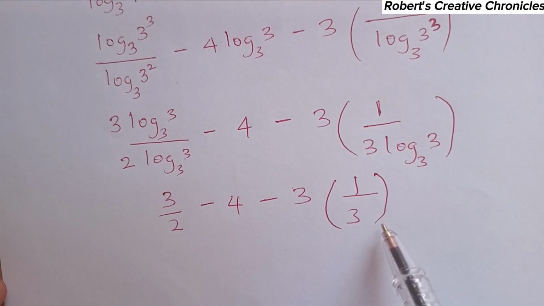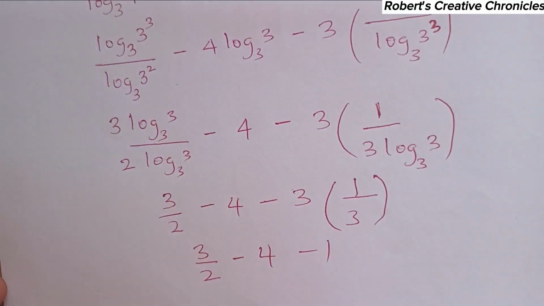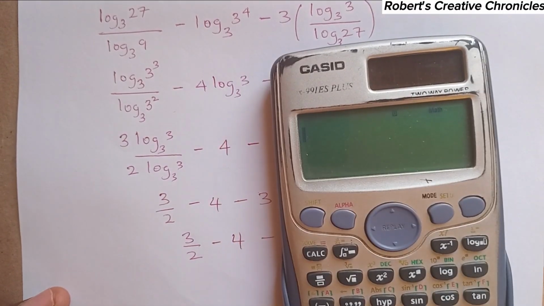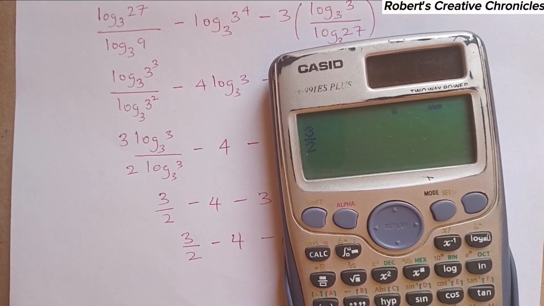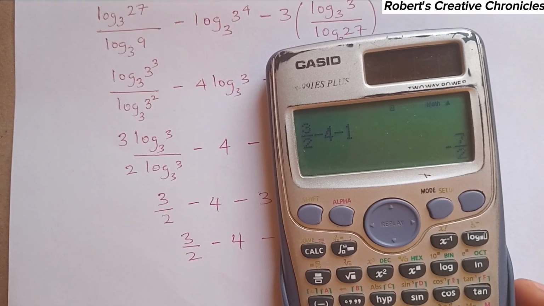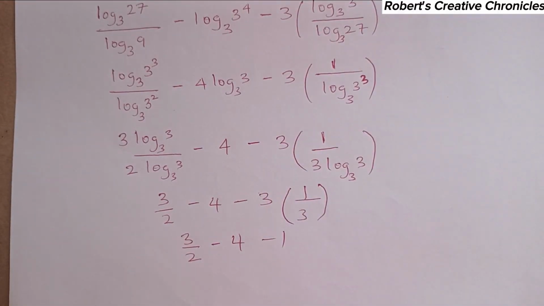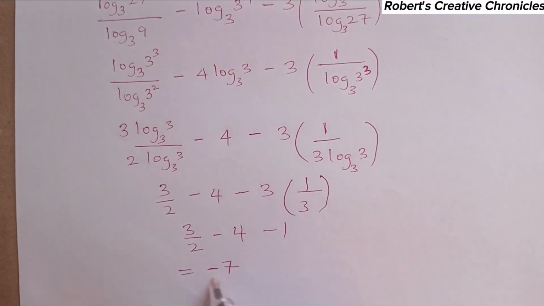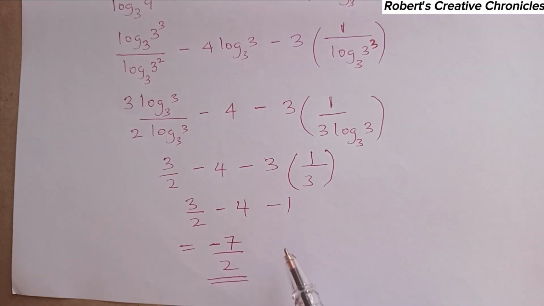So now this and this will cancel. This becomes 3 over 2, minus 4, minus 1. This becomes negative 7 over 2. So the final answer is negative 7 over 2. This is the simplification, the final answer of exercise 1.